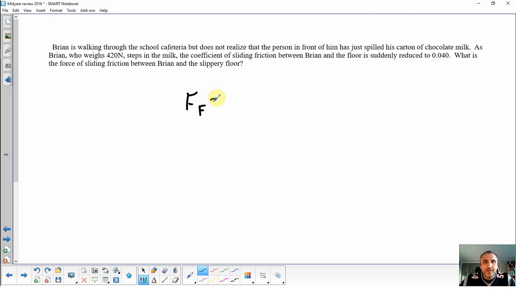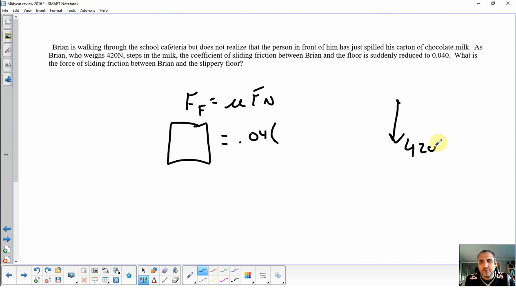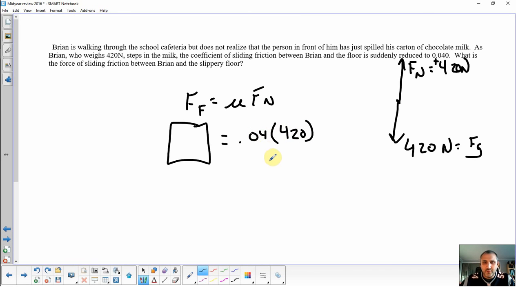Ff equals mu Fn. We are looking for Ff. Mu is 0.04. Normal force. Brian weighs 420, so we have 420 newtons down. But he's on the floor, so he's not falling through, which means we have to have a normal force, that's opposite gravity, of 420 newtons positive. So there's your normal force. 0.04 times the normal force, which is 420 positive. We are going to have 0.04 times 420, which on a good day equals 16.8 newtons.